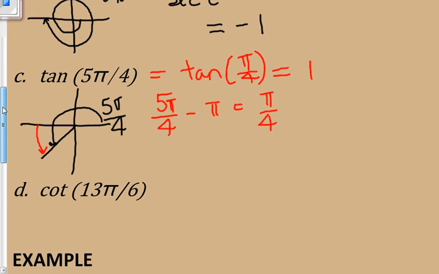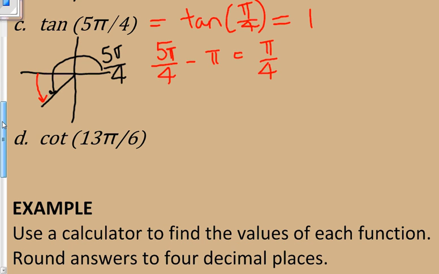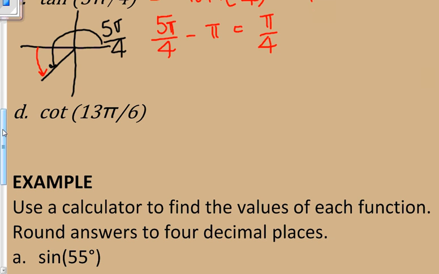Let's look at the cotangent of 13 pi over 6. As we look at the cotangent of 13 pi over 6, go back to my black pen. Again, I'm just going to look at the 13 over 6. 13 over 6 is more than 2, less than 2.5. So that means I have gone a full rotation, and I'm up here somewhere. So there's 13 pi over 6.